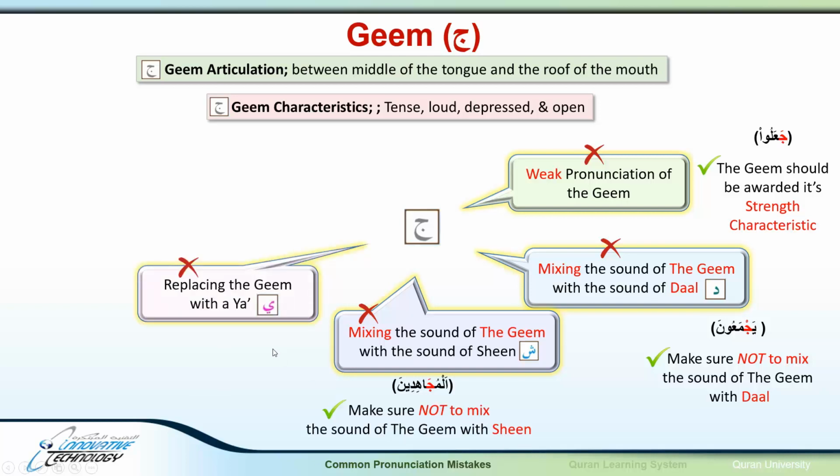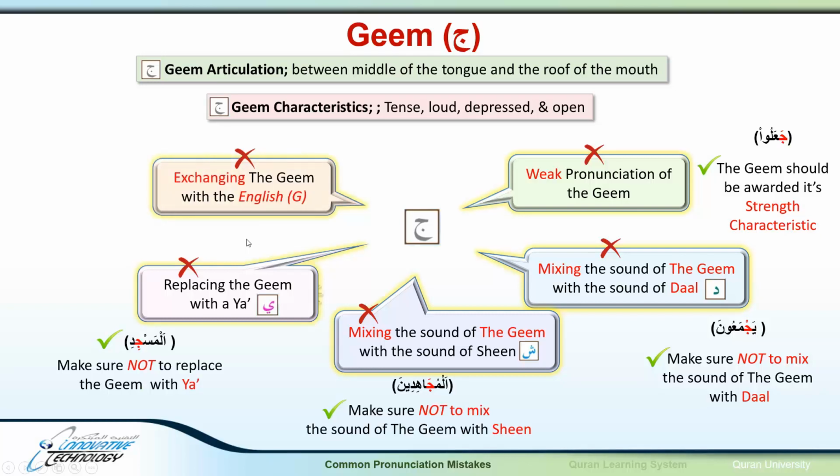The fourth mistake is replacing the jim with the ya. This is common in some Gulf states where instead of the jim they replace it with a ya, and it sounds like this. Al-masyid. Yid instead of jid. So the proper way of pronouncing it is مسجد Al-masjid al-haram. Jid and not yid. So make sure not to replace the jim with the ya.